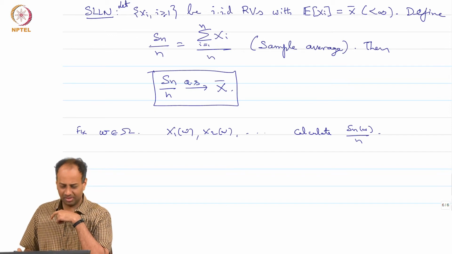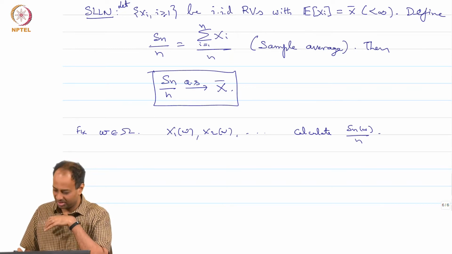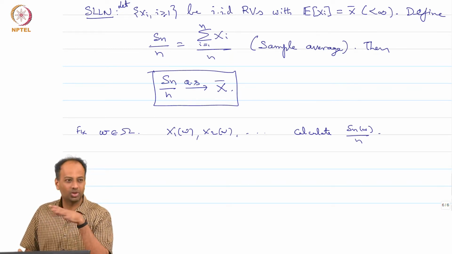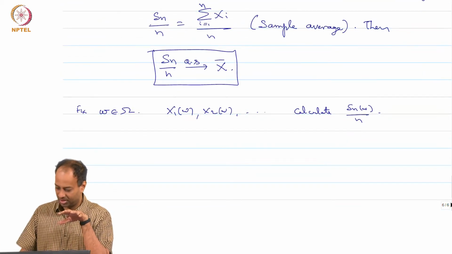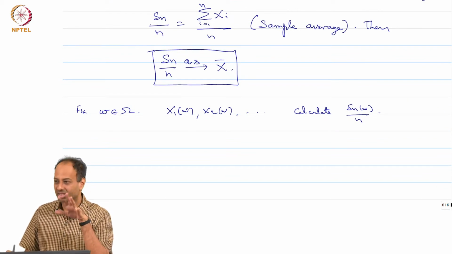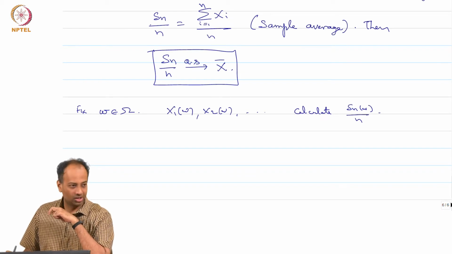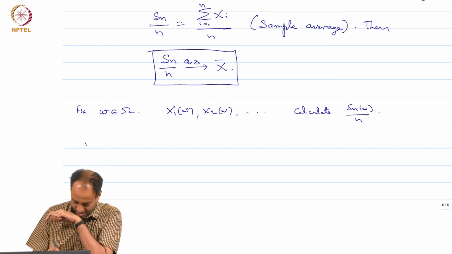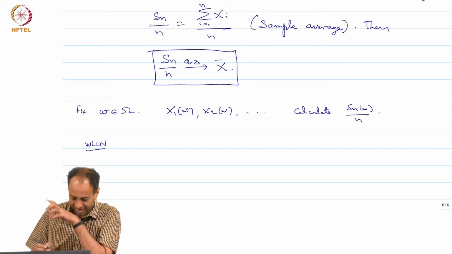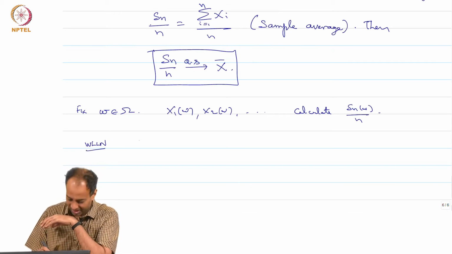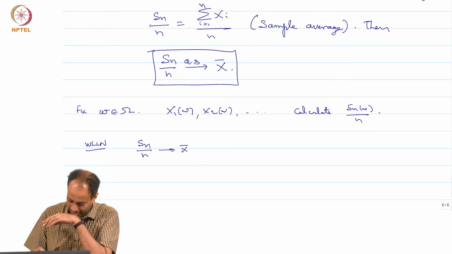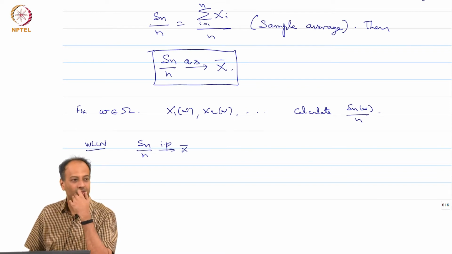This is slightly non-trivial, not a trivial result to prove, and it is only about 100 years old. It was proved much after the measure theoretic machinery was brought into probability theory. Whereas the weak law of large numbers, under the same conditions, says that Sn over n goes to x bar in probability.